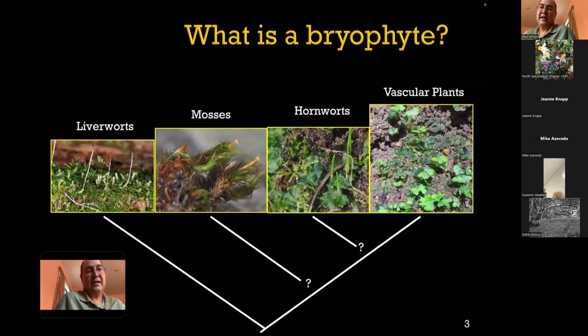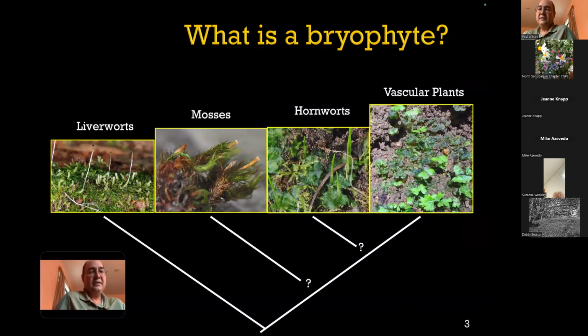We have the land plants, and the land plants are a branch on the tree of life. There's 4 lineages of land plants. The vascular plants, that's what's covered in the Jepson Manual. Then hornworts, mosses, and liverworts, and those are the bryophytes. So the bryophytes are hornworts, mosses, and liverworts.